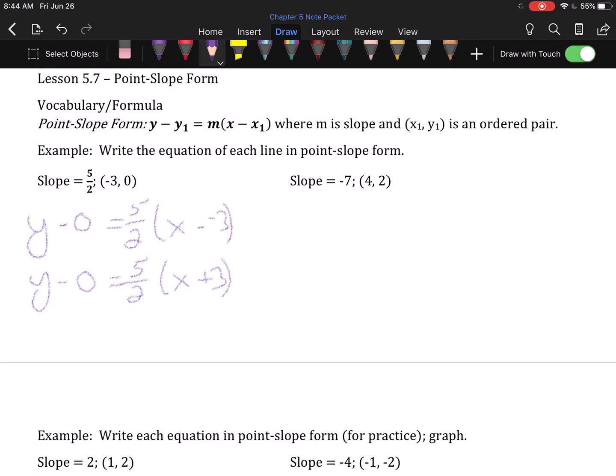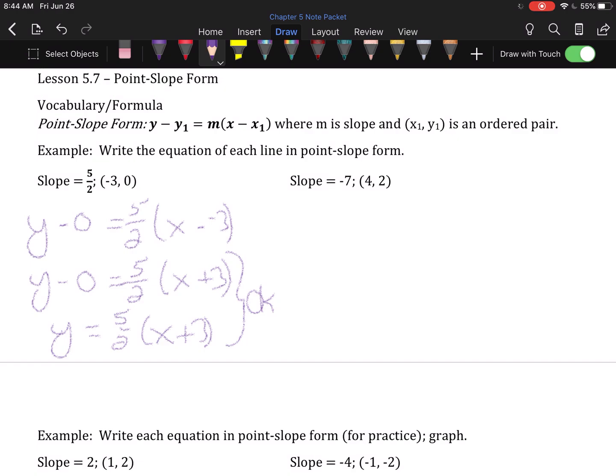Also acceptable, because subtracting 0 does nothing, would be y equals 5/2 times the quantity x plus 3. Okay? Either one of these two are an okay final answer. The only reason there are two forms here is because subtracting 0 does nothing.